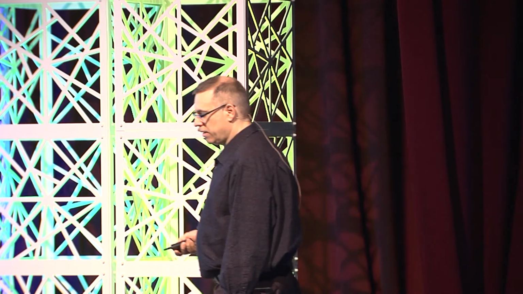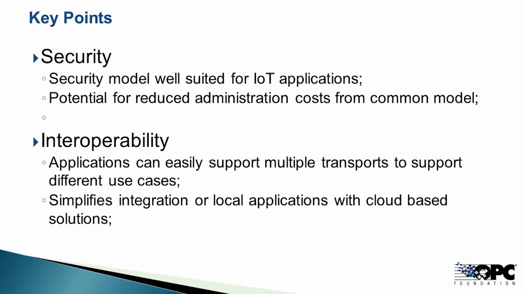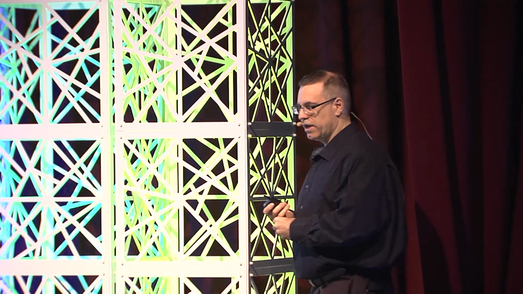So, to summarize, OPC UA works for IoT because of its security model. You have a standard security model that is replicated in various use cases, but the overall framework, how do you manage security? How do you set up the certificates? How do you decide what algorithms are supported? All of that's the same across all these different transports. And you get this degree of commonality between your stuff that's working in the LAN and the stuff that's working across the IoT, and that has a potential for reduced administration costs from the common model.